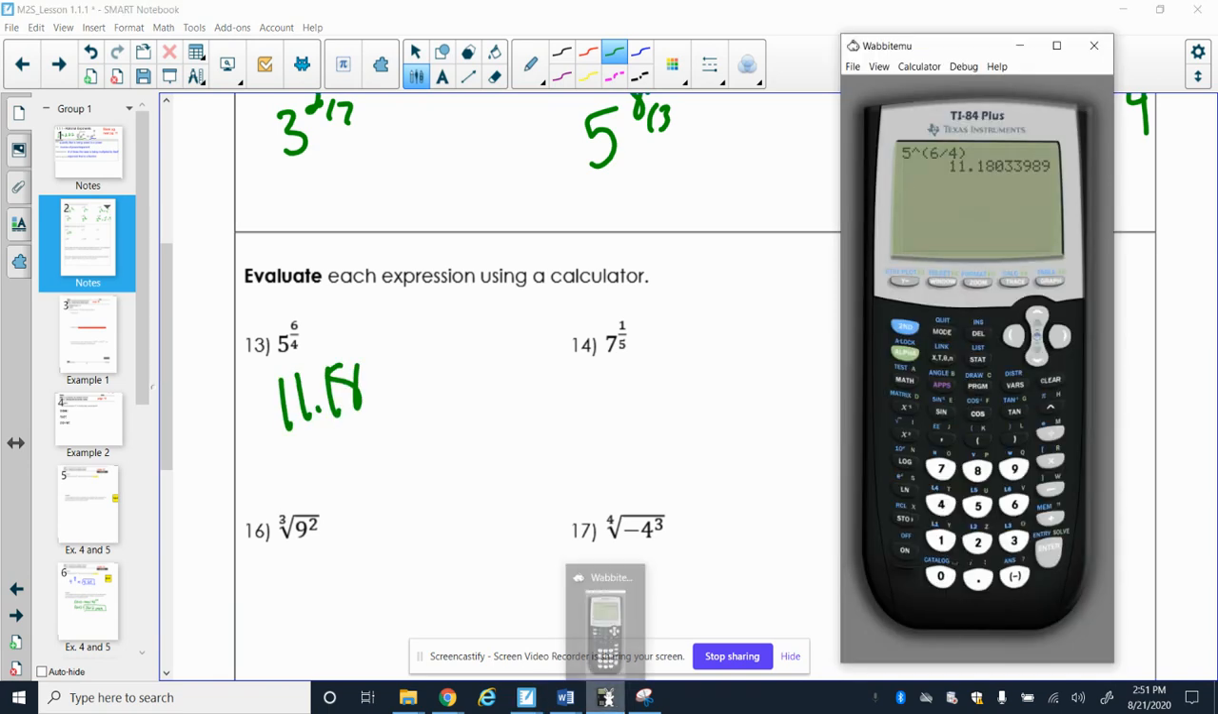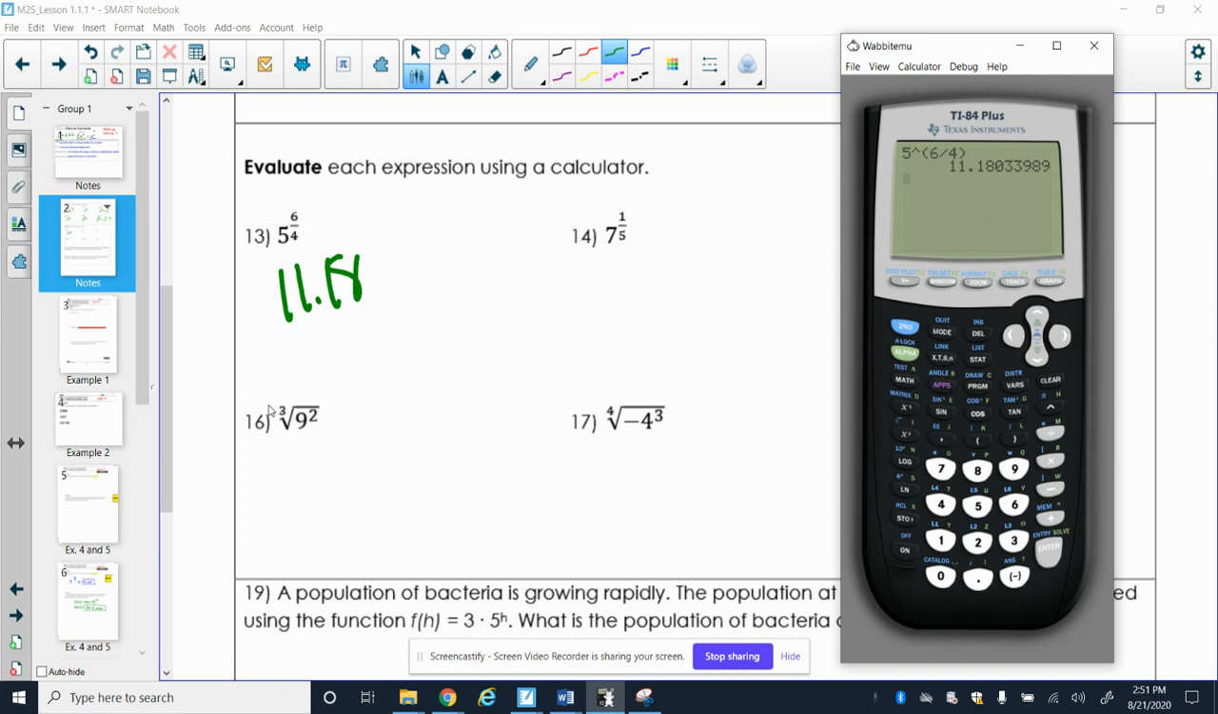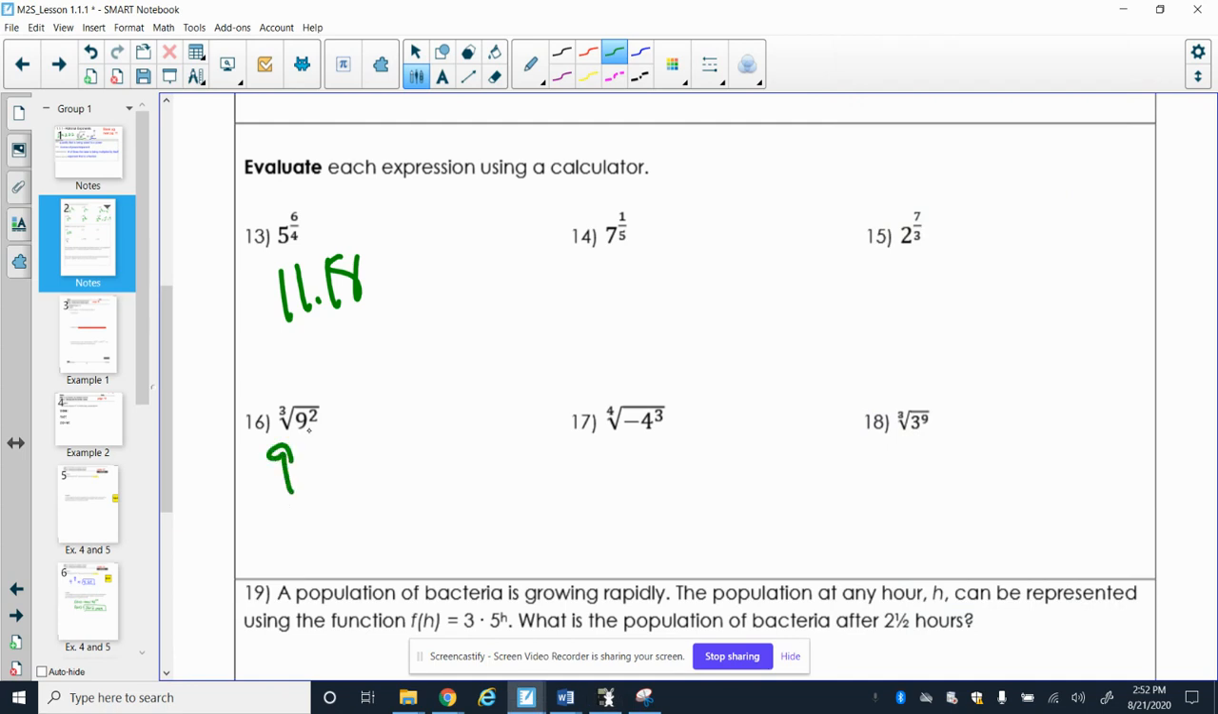Okay, so it'll be the same deal for these other ones. Let's try one with a root in here. So it's going to change a little bit now. You technically could put this into our calculator like this, but it gets a lot messier. My suggestion is going to be, let's rewrite this to a rational exponent first. So that becomes 9 to the 2 over 3 power.